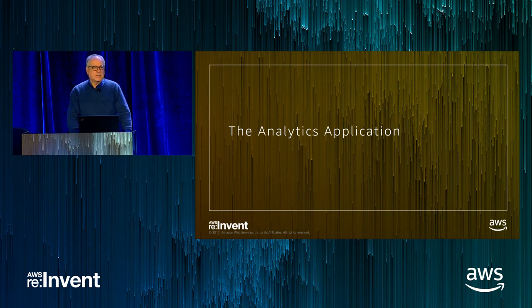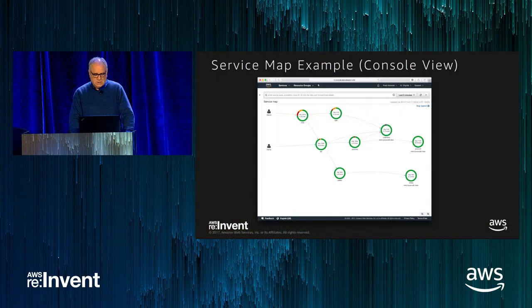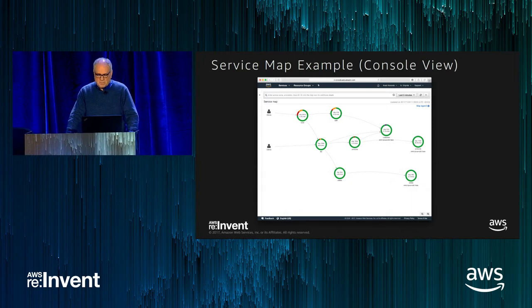So let's talk a little bit about the application that we're going to walk through and build during the session. This first screen here, if you're familiar with X-Ray, is what we call the service map. This is what you get in the X-Ray console. You start sending traces to X-Ray, and we'll start to build the service map for you. We post-process the traces and identify the various microservices that make up your application, and the relationships between them, what we call edges.